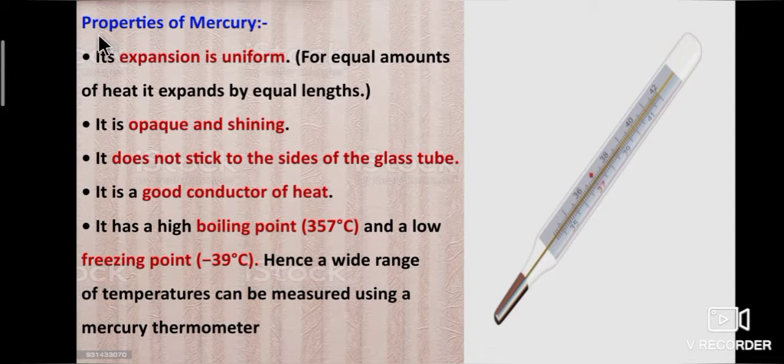Now, we will learn about properties of mercury. Its expansion is uniform. For equal amounts of heat, it expands by equal lengths. It is opaque and shining. It does not stick to the sides of the glass tube. It is a good conductor of heat. It has a high boiling point, that is 357 degrees Celsius, and a low freezing point, minus 39 degrees Celsius. Hence, a wide range of temperatures can be measured using a mercury thermometer.